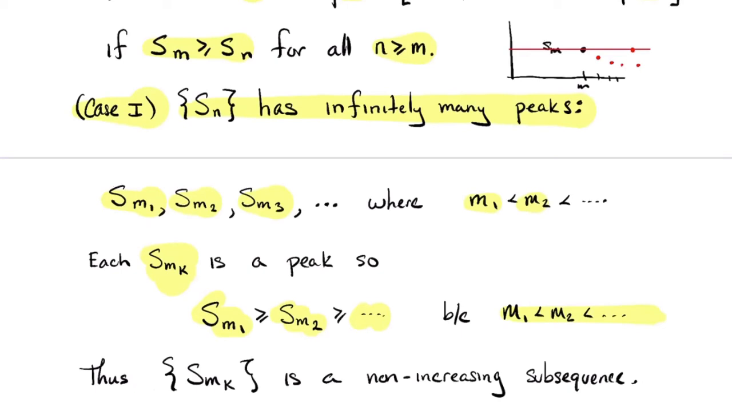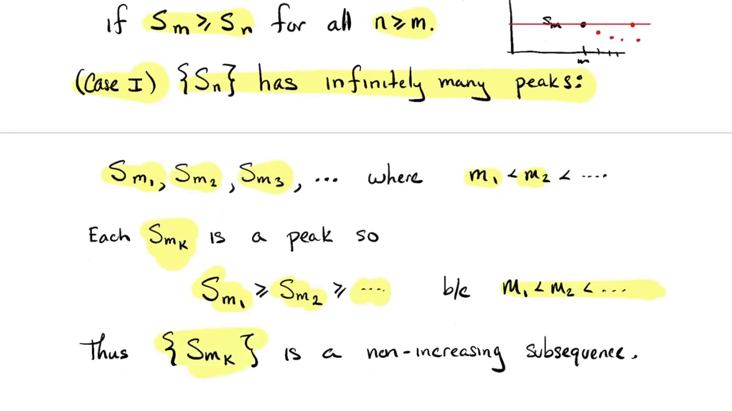So what is this subsequence? It's just the set of those peaks, and it's a non-increasing subsequence by definition. So there's my monotonic subsequence. In this case, if I have infinitely many peaks, my monotonic subsequence happens to be non-increasing. All right, cool. But it's not necessarily the case that I have infinitely many peaks.